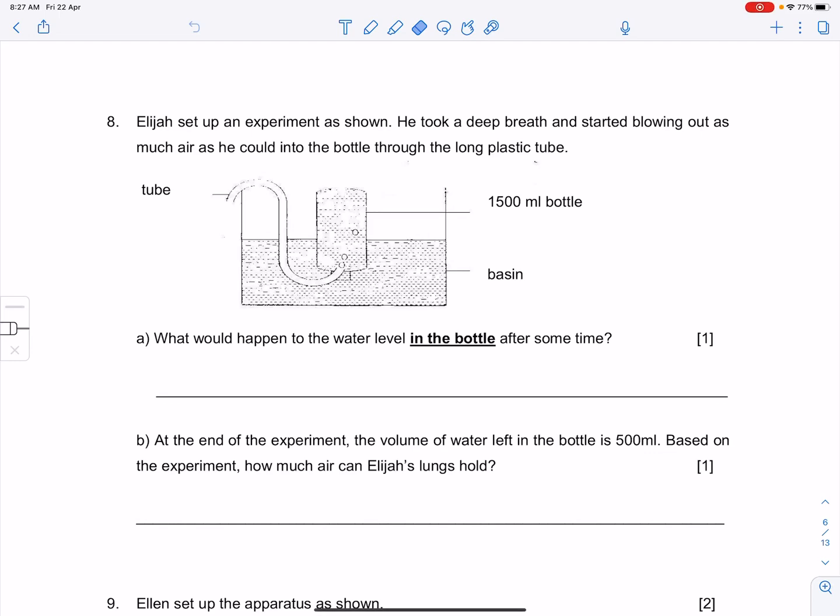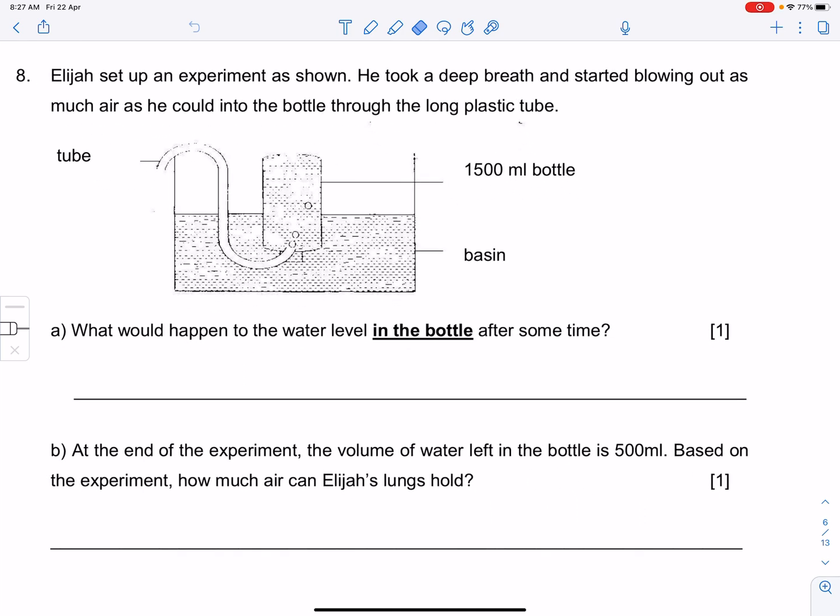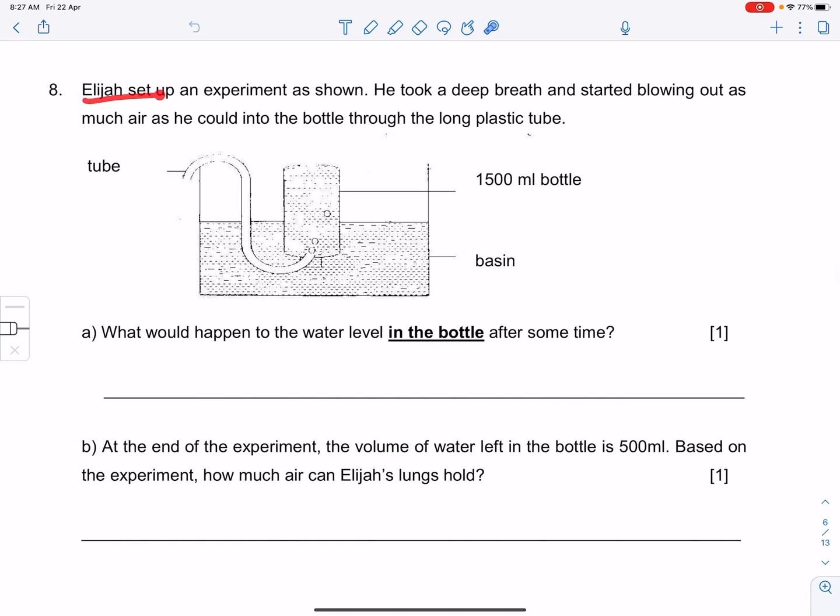Alright, so today we'll be looking at the open-ended question for your topical practice on respiration. Okay? So Elijah set up the experiment as shown. He took a deep breath and started blowing out as much air as he could in the bottle through a long plastic tube, which is this part over here. Now, what will happen to the water level in the bottle after some time?